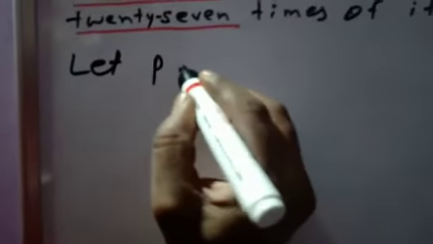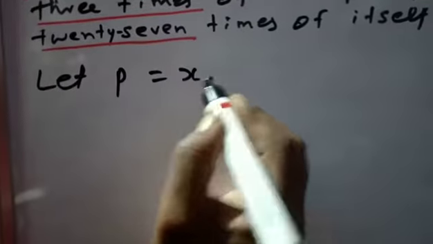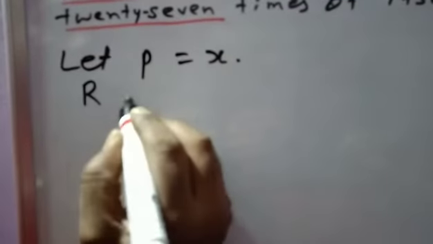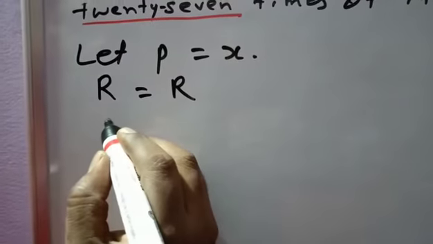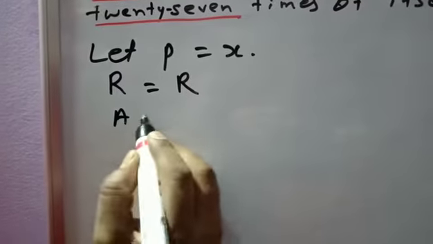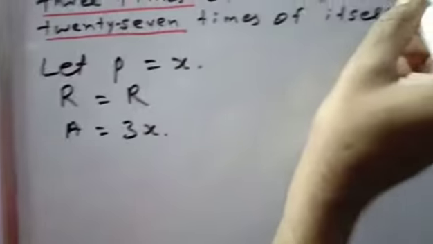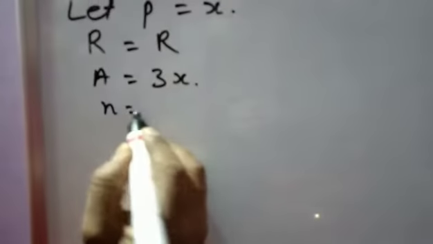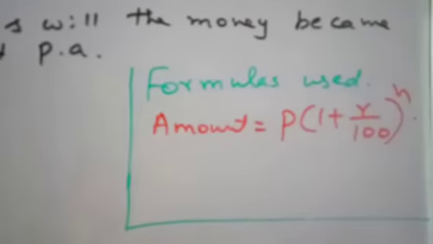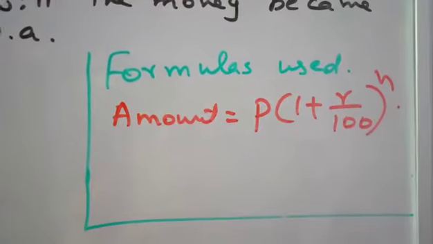So we can take principal equal to x. Rate of interest we can take as r. The amount becomes 3 times, so amount equal to 3x. Number of years 8, so n equal to 8 years. So from the formula, amount equal to P into (1 plus r by 100) power n.